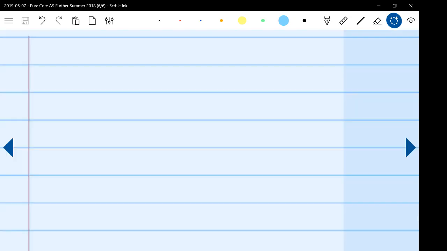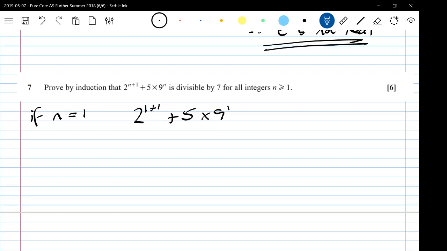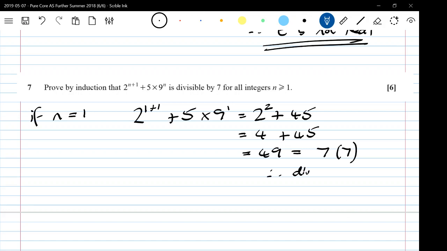So we start by proving this for n equals 1. If n equals 1, 2^(1+1) + 5 × 9^1 is 2 squared plus 5 times 9, so that is 4 plus 45, which is 49, which equals 7 times 7, therefore divisible by 7.